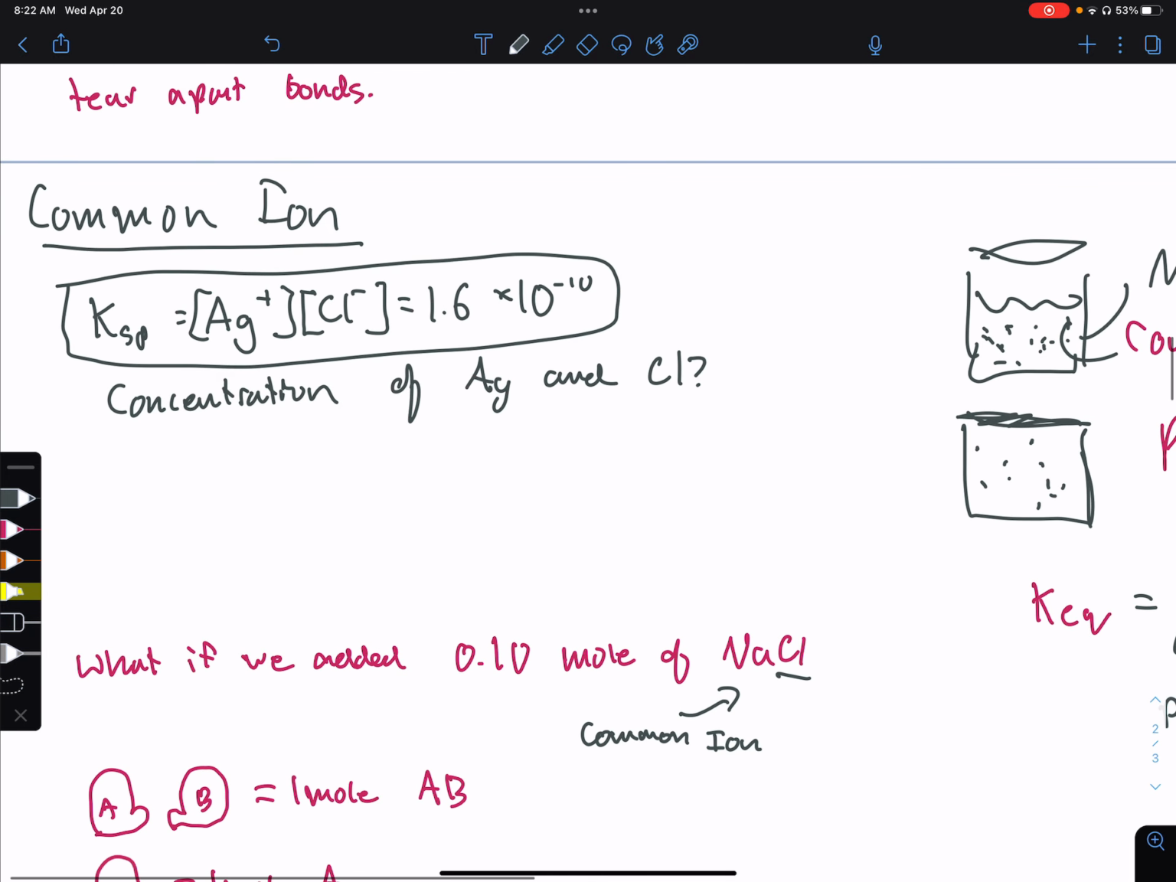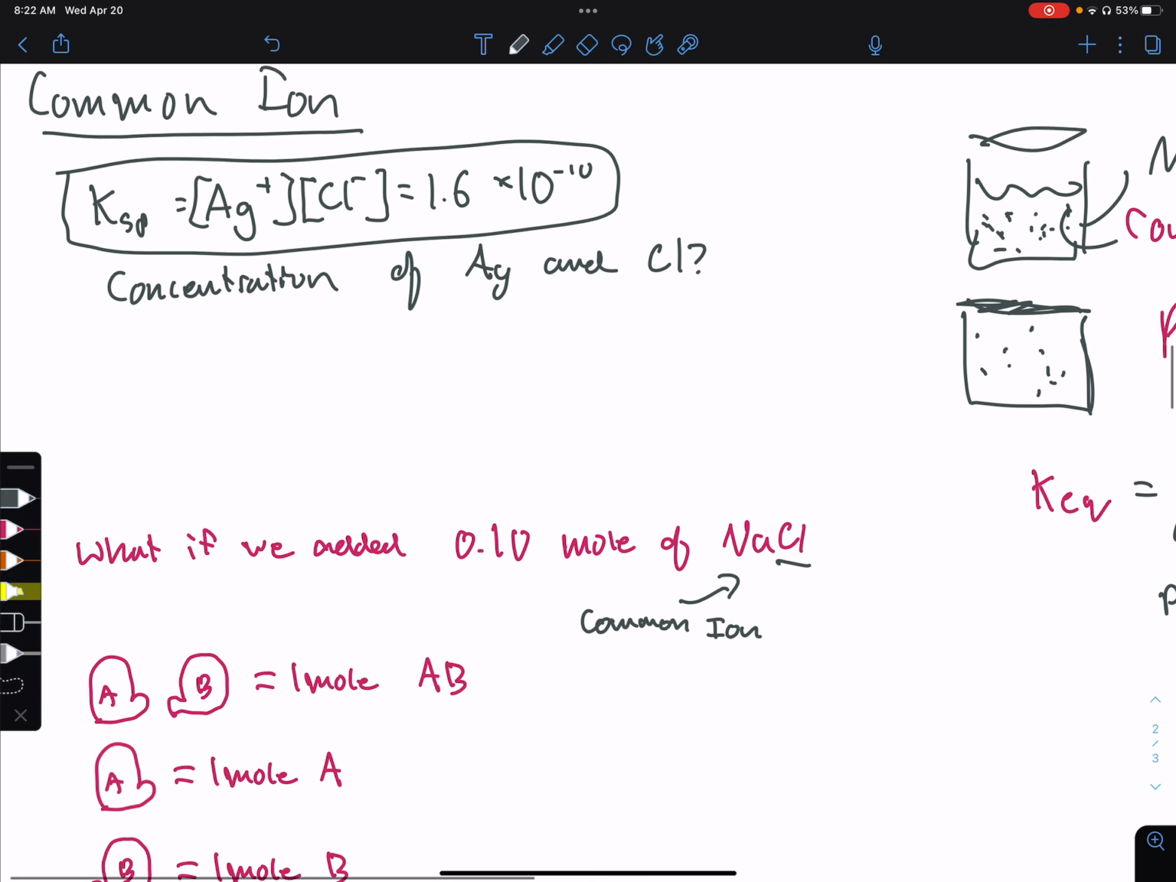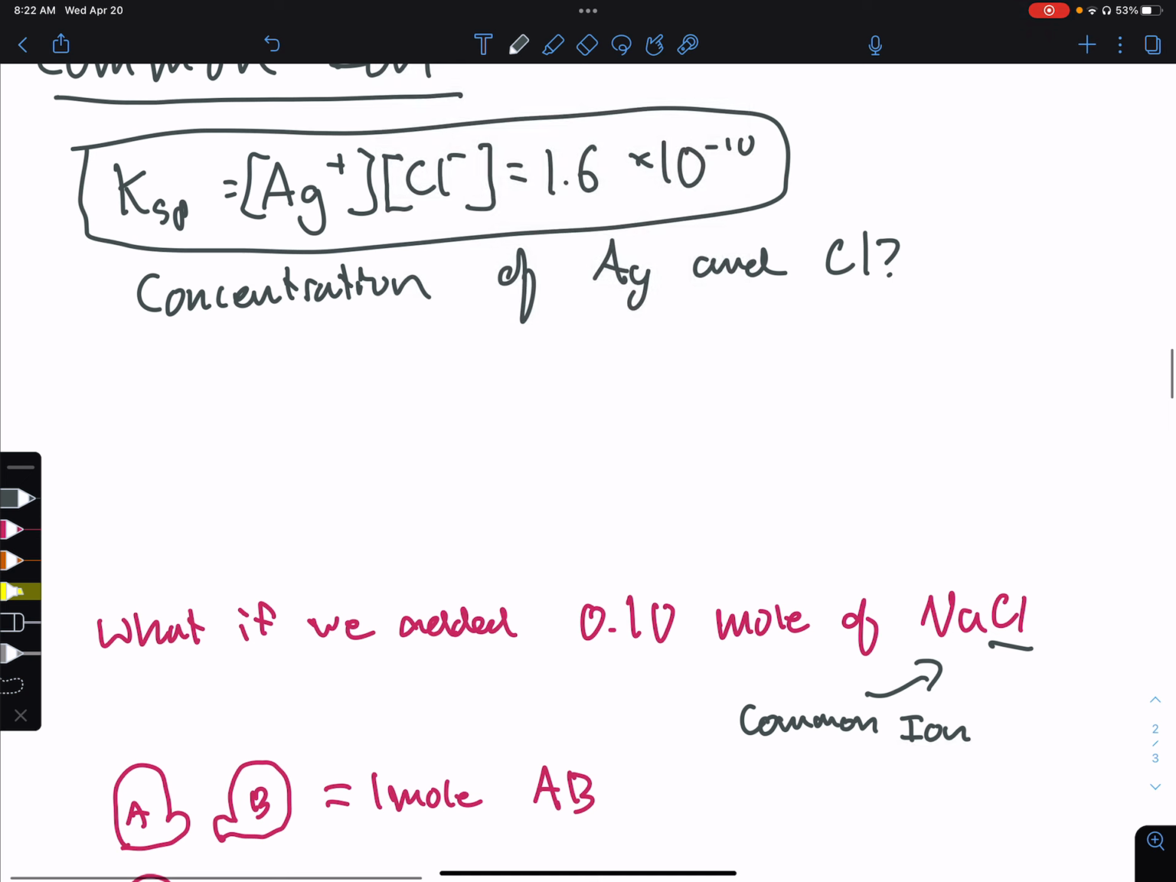And so let's just find the concentration. Why not? Let's just do some practice. This isn't common ion, but let's just do some practice of this. Fortunately for us, the equation itself is already written, so we don't really need to figure it out. Now we just have to find x.